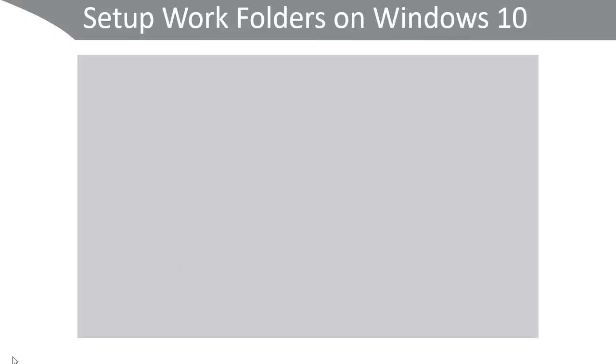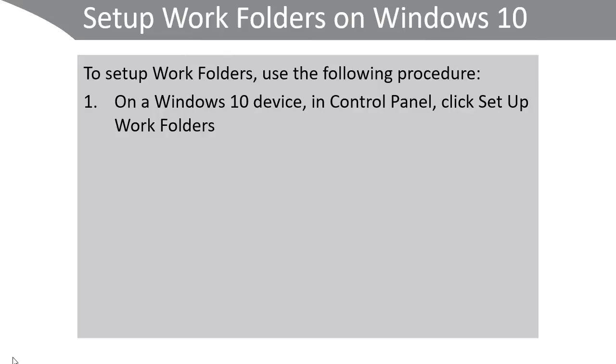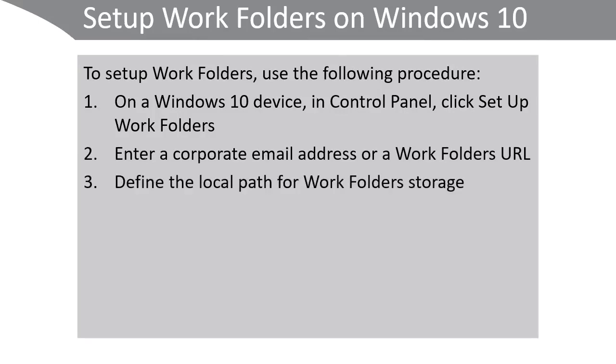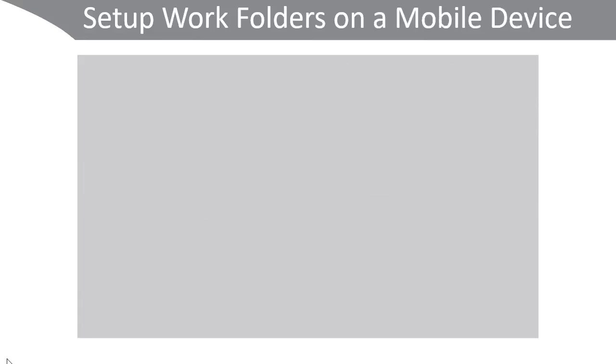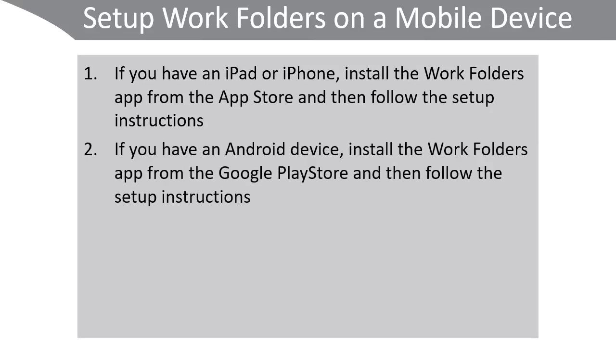To set up Work Folders in Windows 10, use the following procedure. On a Windows 10 device in Control Panel, click Set up Work Folders. Enter a corporate email address or a Work Folders URL. Define the local path for Work Folders storage. Review and accept the security policies. To set up Work Folders on a mobile device, such as an iPad or iPhone, install the Work Folders app from the App Store and then follow the setup instructions. For Android devices, install the Work Folders app from the Google Play Store and then follow the setup instructions.